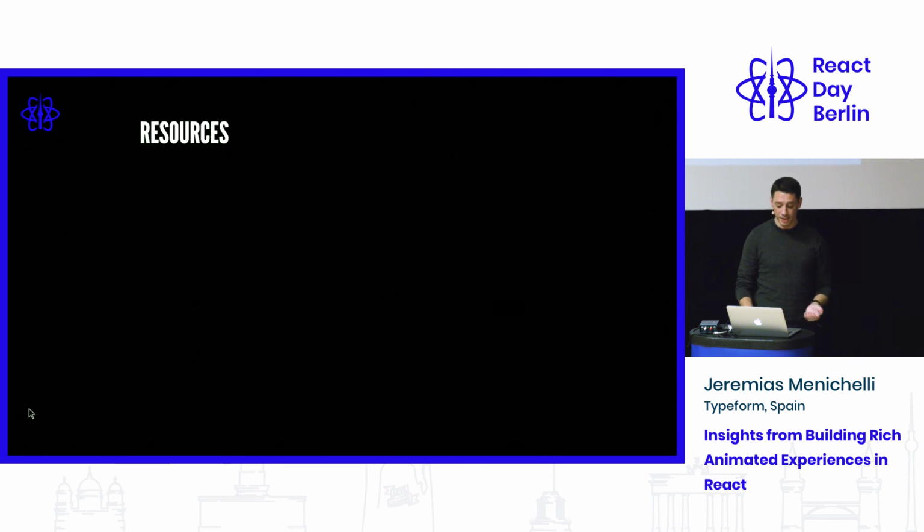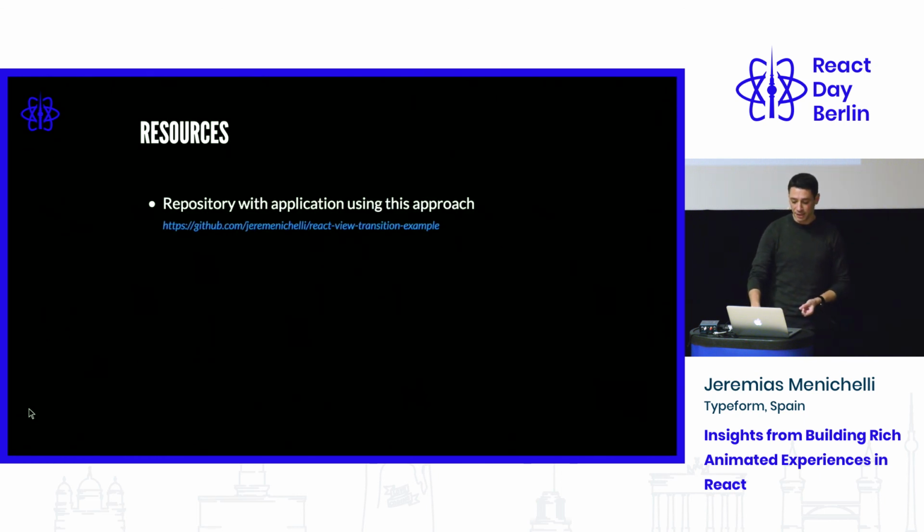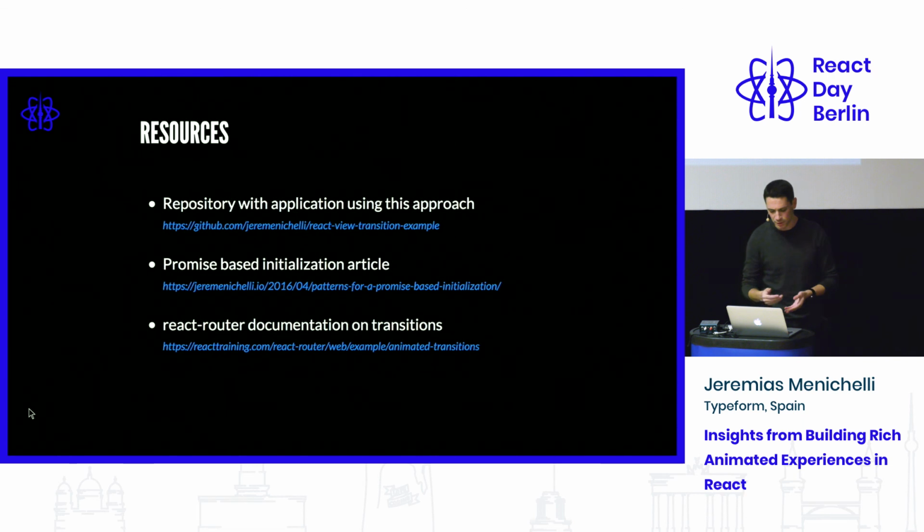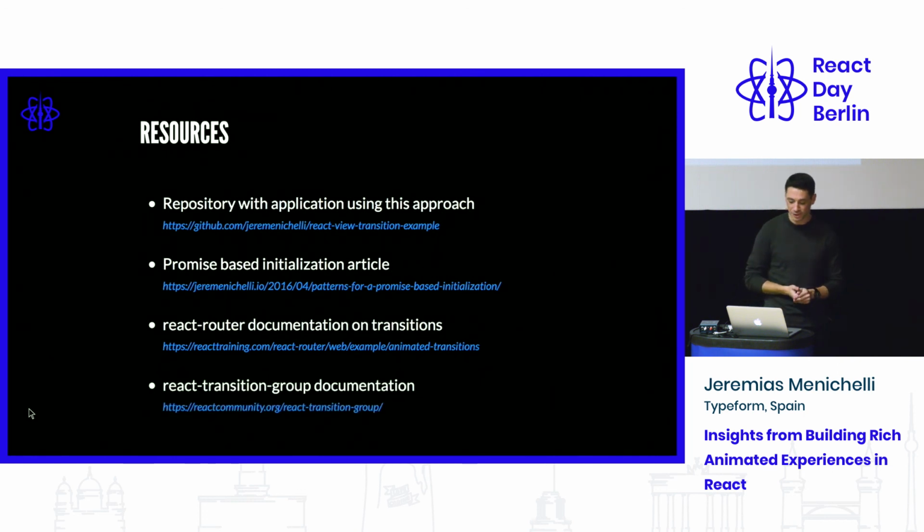So, resources for this end-to-end. The application that you saw in the GIF is actually available. If you couldn't catch all of the code, it's on GitHub. You can fork it, clone it, play with it. There's the promise-based initialization article that I wrote before, where you will probably understand better why I did it. You have the React documentation around transitions, which was pretty good when I needed to relearn these new APIs. It was really useful. And you also have the React Transition Group documentation. It's not that nice, but it's there.